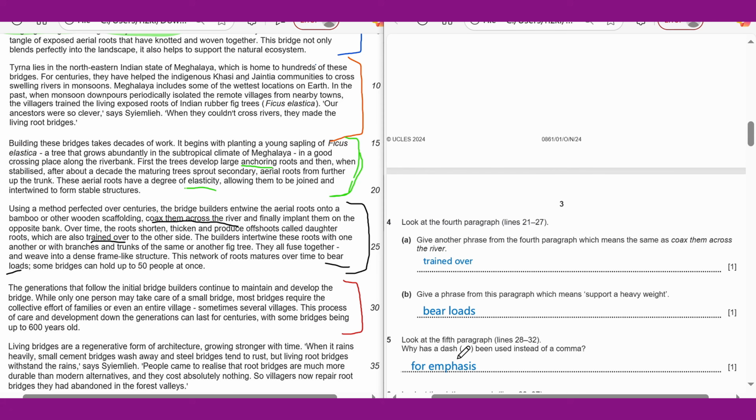So you may say for emphasis for this one. Most bridges require the collective efforts of family or even an entire village dash, sometimes several villages. So this is for emphasis. You may not say this is to add extra information because it will not be getting any score. So this is for emphasis for this one. Let's take a look at how we use dash further.